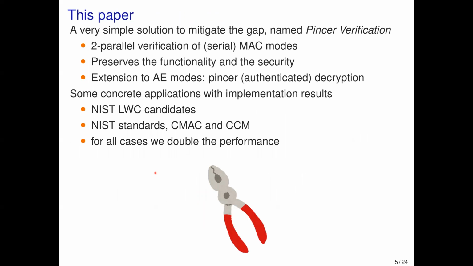So in this paper, we present a very simple solution to mitigate this gap, which we call pincer verification. It is a way to perform two-block parallel verification for serial MAC modes. It preserves the functionality of the original verification, so it can be used without losing security.